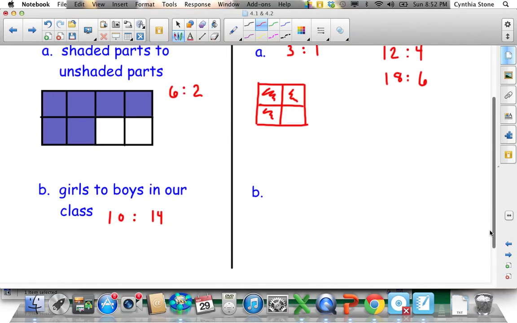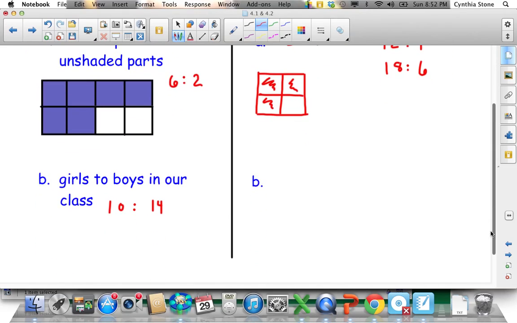Coming down here, girls to boys in our class, 10 to 14. Similar to the last one, because they're both even numbers, I know I can divide both sides by 2, so one equivalent ratio could be 5 to 7. And that would be the lowest terms, because I can't divide by anything else. Another one would be to multiply both sides by 2, and say 20 to 28.